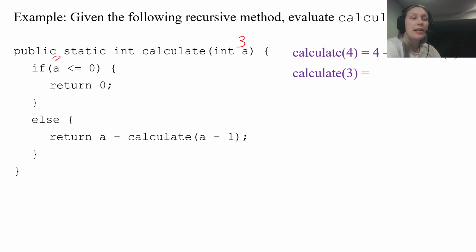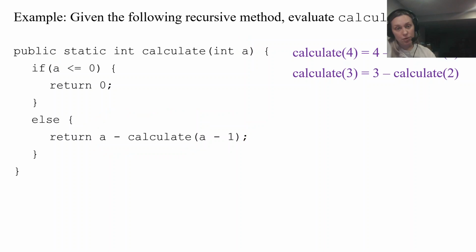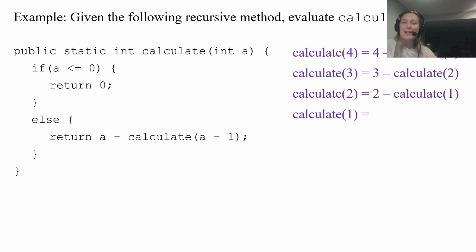Okay. Is 3 less than or equal to 0? Nope. So I'm going to return this now with a being 3. Okay. So calculate 3 is equal to 3 minus calculate 2, because 3 minus 1 is 2. So now I have to figure out what calculate 2 is. Okay. So 2 is for a. So I substitute in 2 for a. I go through, and calculate 2 returns 2 minus calculate 1. So now I have to figure out what calculate 1 is. I substitute in a equals 1, and I get 1 minus calculate 0.